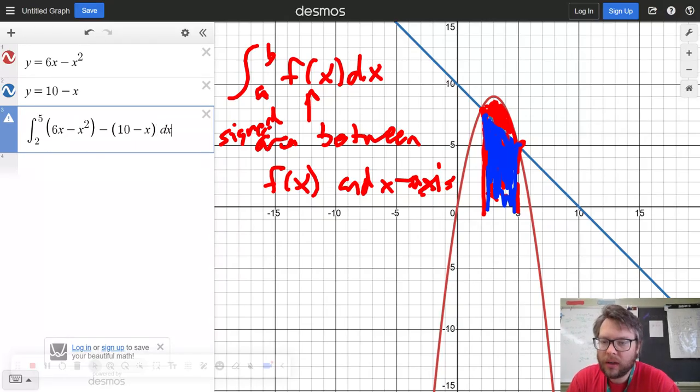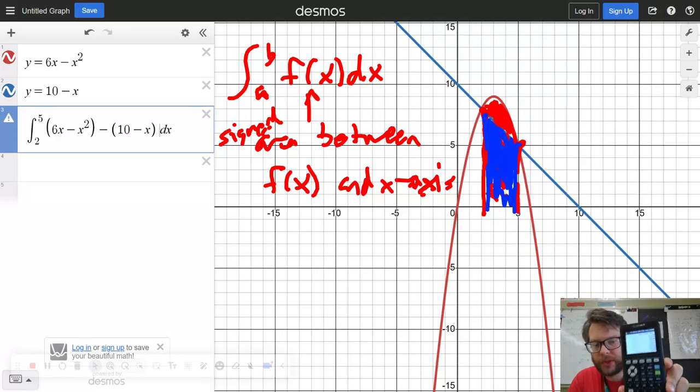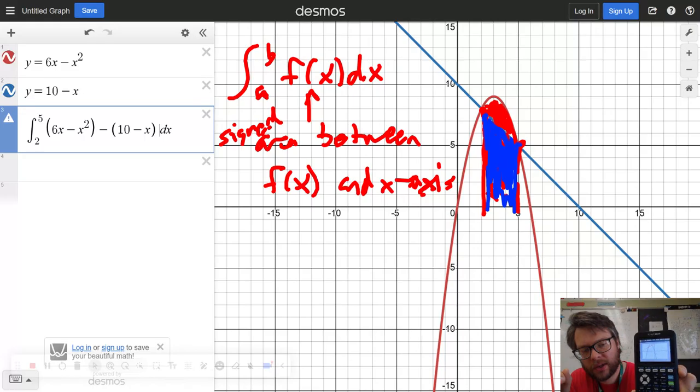Oh, come on. Why is it not integrating? Well, okay, so sometimes Desmos doesn't want to work with me. That's okay. You can do it on the calculator as well. So I'll just show you the same exact steps. 6x minus x squared, 10 minus x. You can see the same picture showing up right there. You see how there's that same interval.